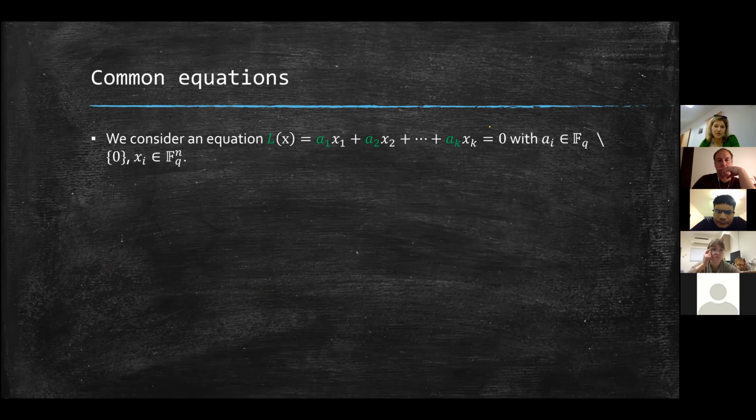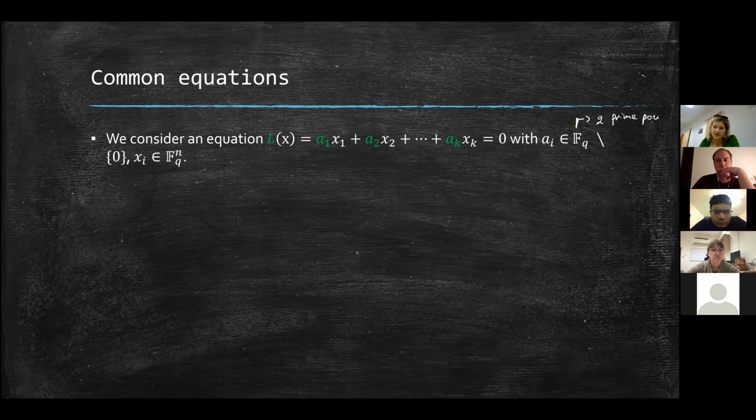And by the way, all of our equations, all of our systems will be homogeneous. So the right-hand side will be just 0. And again, our coefficients are in a finite field F_q. So q is a prime power, and our solutions lie in F_q to the n. So this is perhaps not a setting you're used to. So q is a prime power.